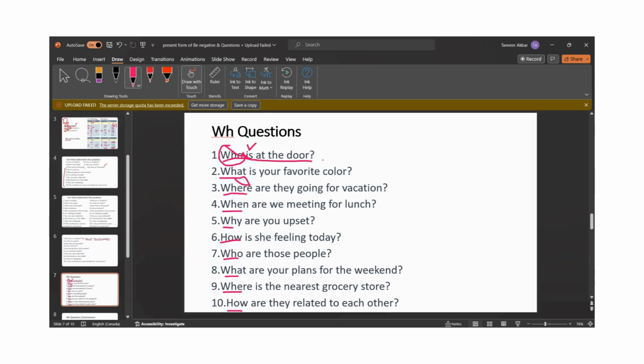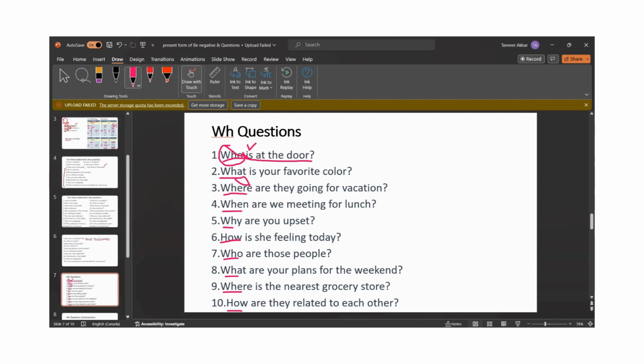What's your favorite color? You have to tell the color. Blue is my favorite color. Or you can simply say blue. Where are they going for vacation? They're going to Pakistan for vacation. Or you can simply say Pakistan.